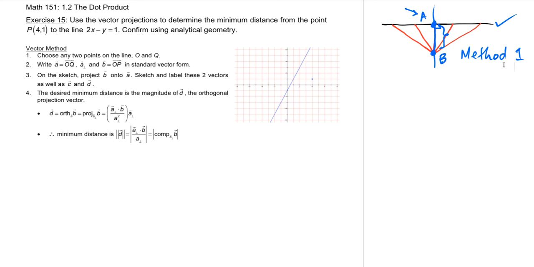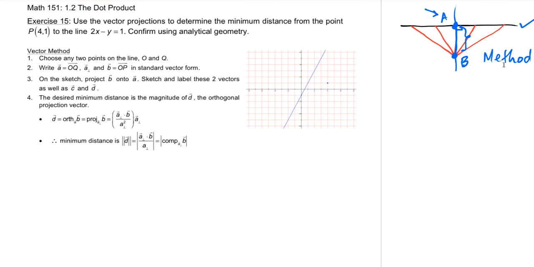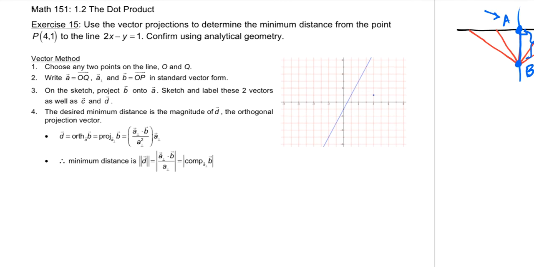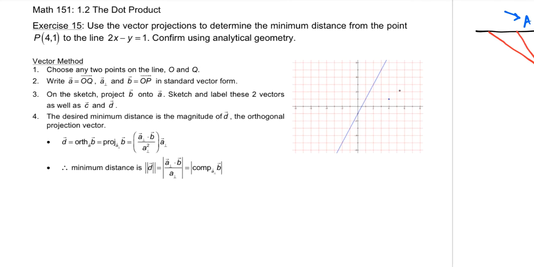So what we want to do is first of all recognize we are coming up with some vectors, and I'm going to make this a little bit bigger so that we can see the graph a little bit better. So we've got a point, I'm going to call that point P, and the coordinates of point P are given as 4, 1. And we are really looking to come up with this minimum distance.